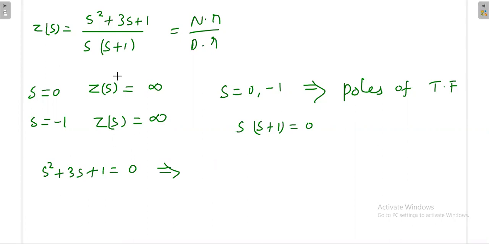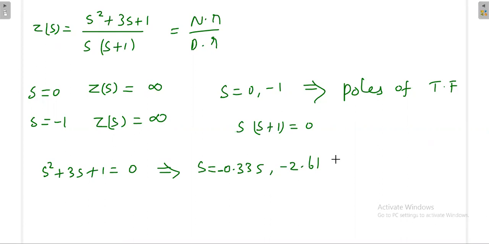Minus 0.335. Minus 0.335. Okay, sir. No, the minus 2.61. Minus 2.61. Okay, sir.